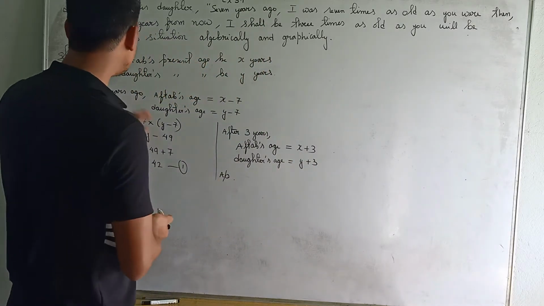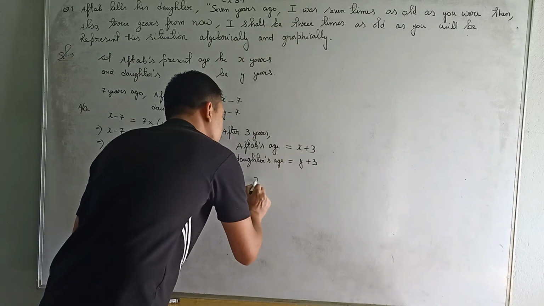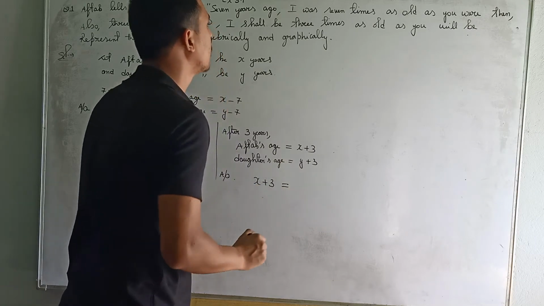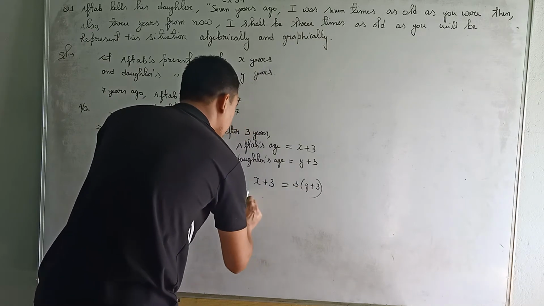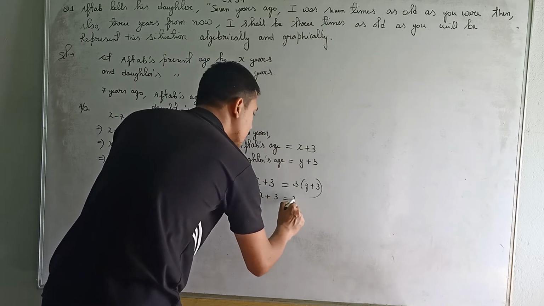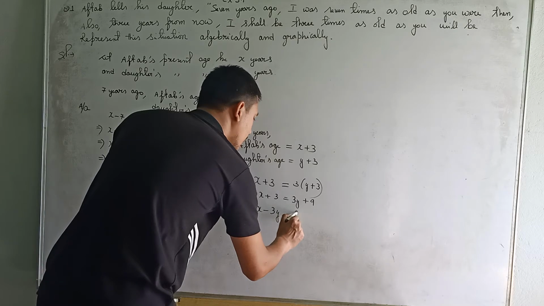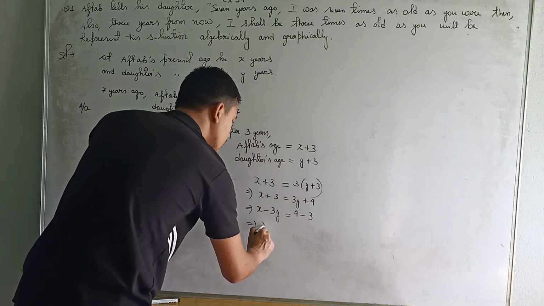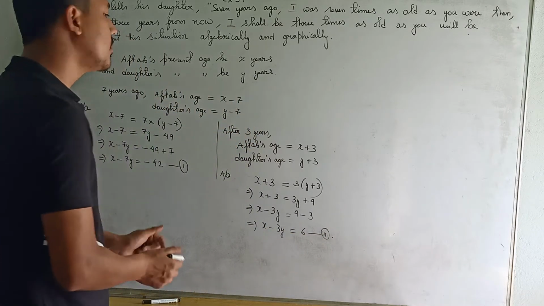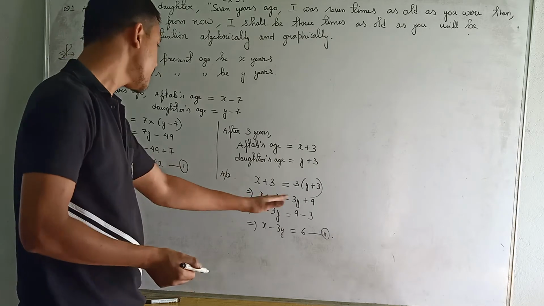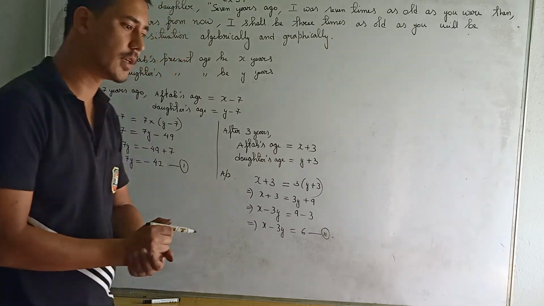So according to the question, 3 years from now, Aftab's age will be 3 times his daughter's age. So x plus 3 equals 3y plus 9, correct? x minus 3y is equal to 9 minus 3. So x minus 3y equals 6. So you need to draw a graph for equations 1 and 2, and find the solution graphically. You can try first.